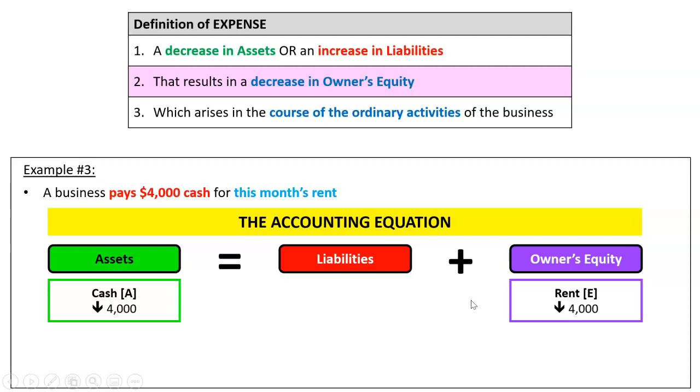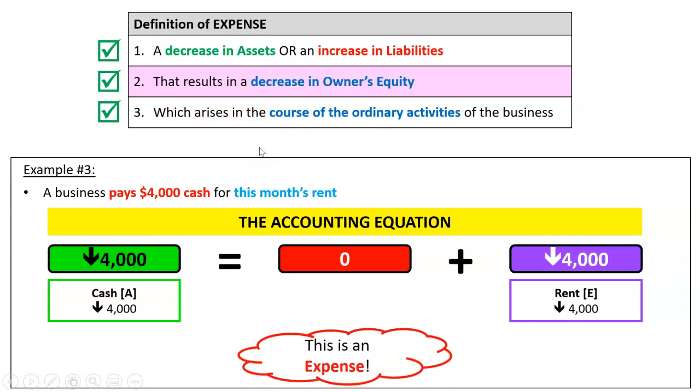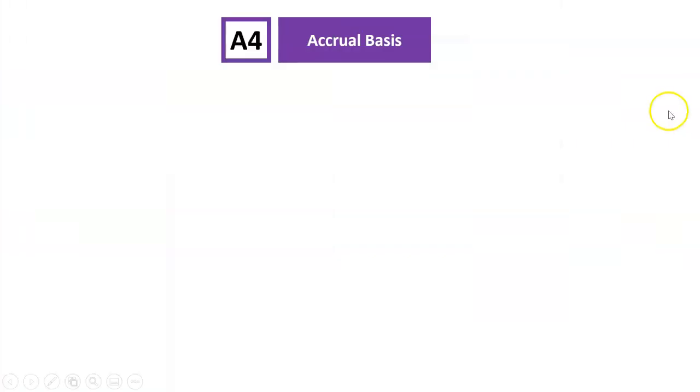Let's go through our definition. First of all, assets down 4,000. Liabilities, nothing. Owner's equity down 4,000. So, did assets decrease overall? Yep, they went down 4,000. Was there an overall decrease in owner's equity? Yes, there was. Does paying the rent each month arise in the course of the ordinary activities of the business? Yes, it does. So you could just say it meets the three parts of the definition of an expense, and that is why it is an expense.